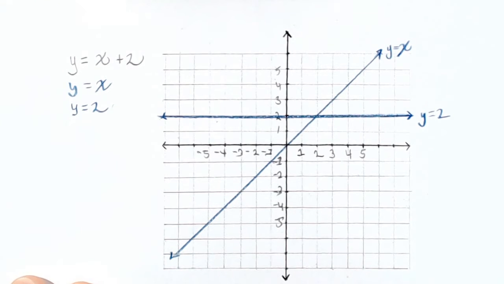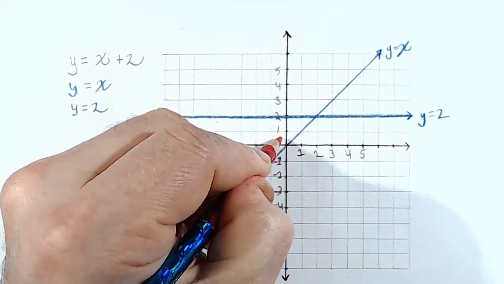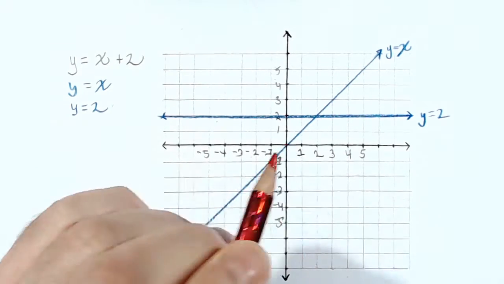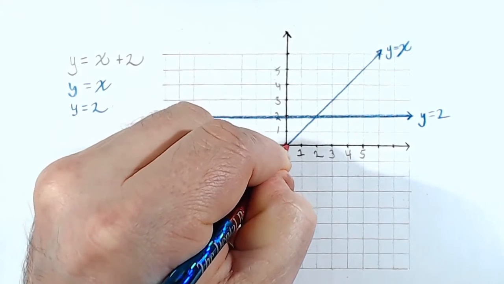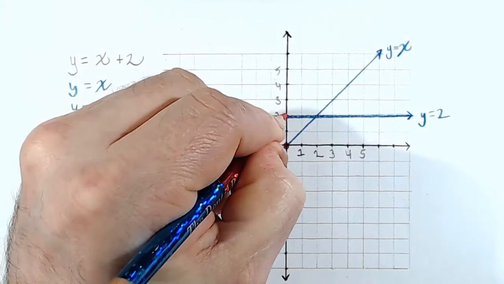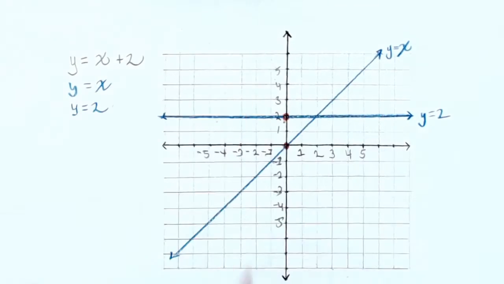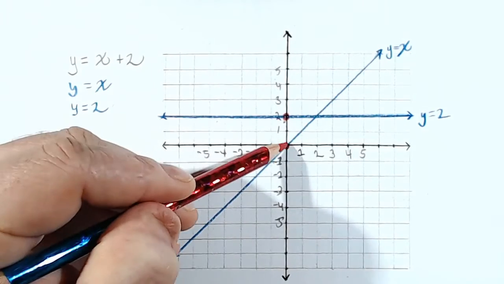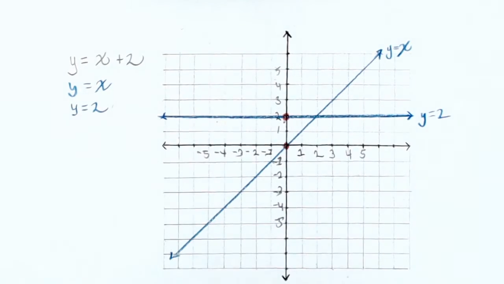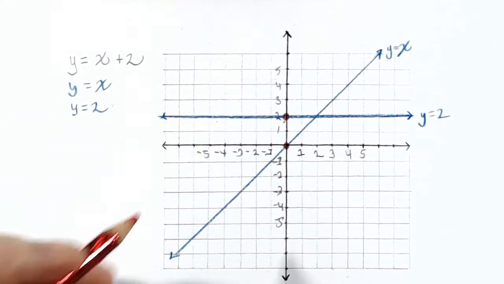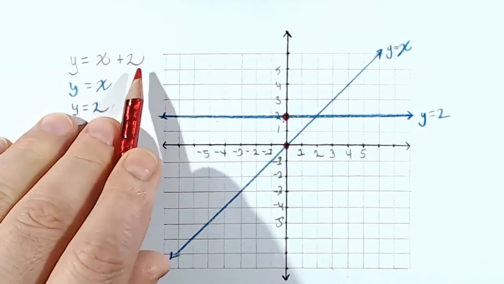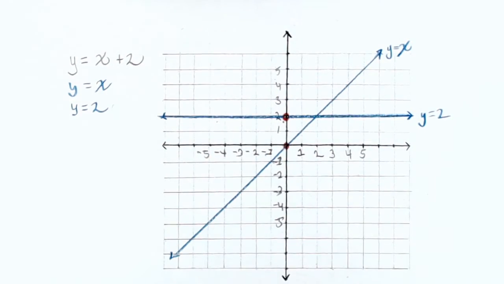So let's start at the origin. At x equals 0, I'm going to put a circle around where my lines are. So I've got two dots. One of them is 0 on the y-axis, and one of them is 2 on the y-axis. So let's just add those y values. 0 plus 2, what's that? Well, that's 2. So one of the points on my new line, x plus 2, is at 0, 2.